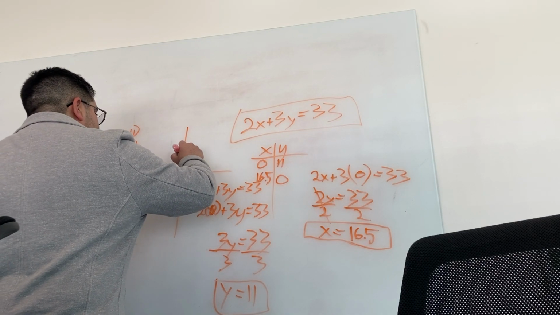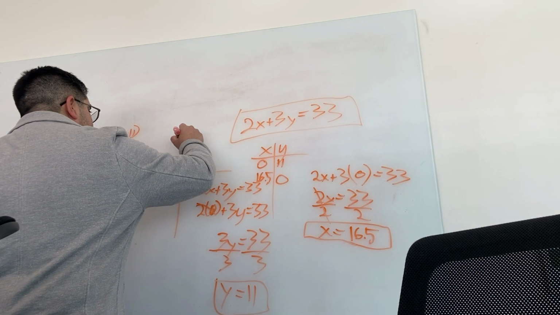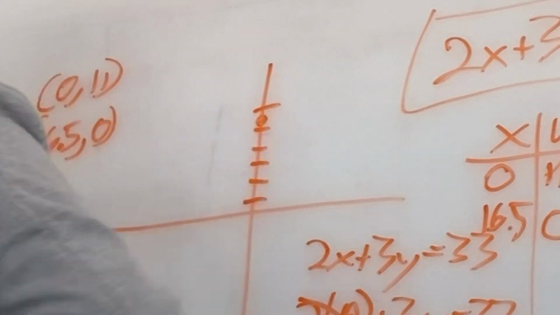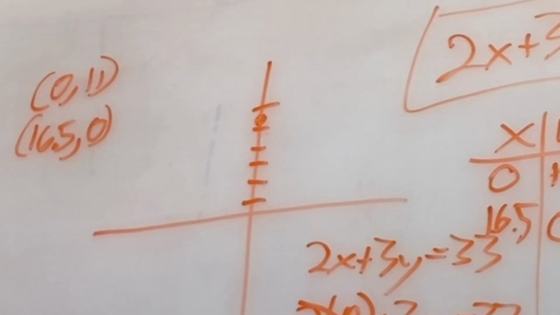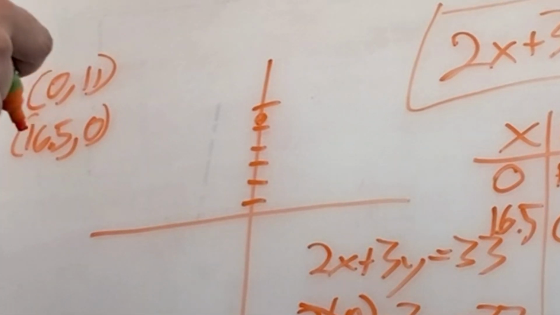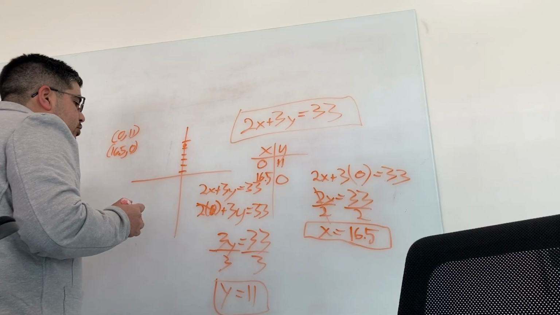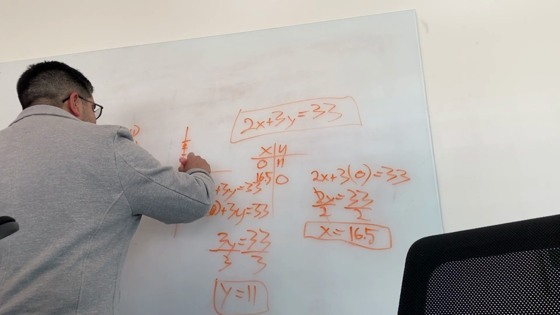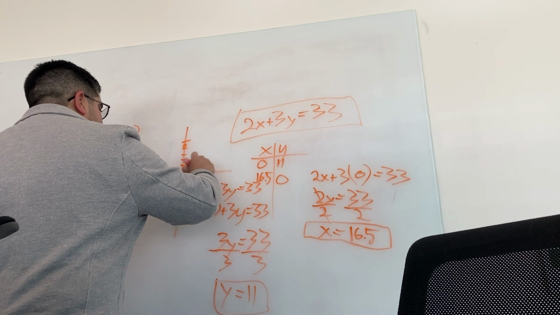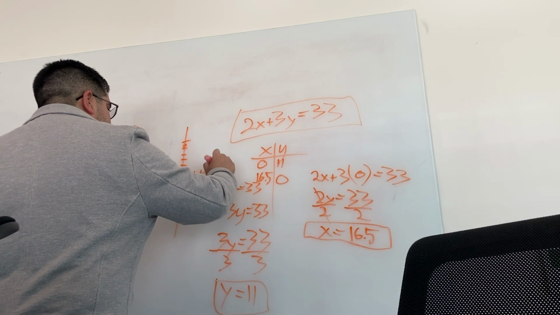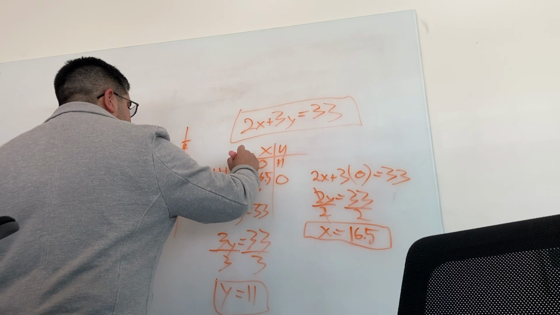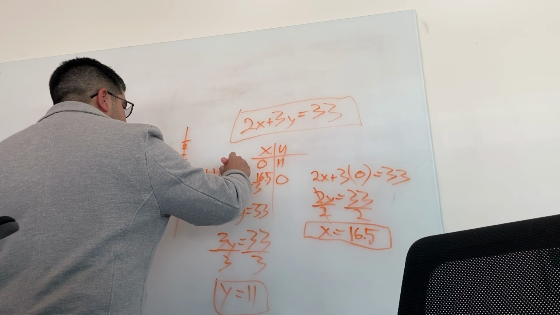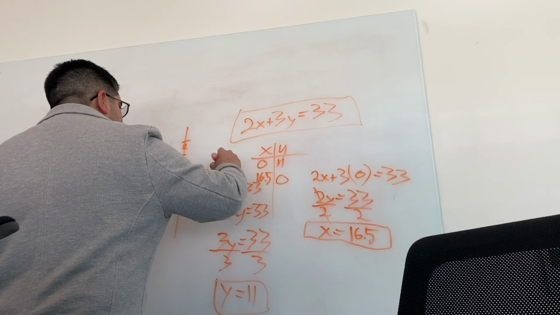2, 4, 6, 8, 10, 11, 12, 11 is going to be right there. Boom, put a point. That's your first coordinate. Same coordinate, we're looking good here. So the next one is going to be 16.5. So we have to graph this line: 2, 4, 6, 8, 10, 12, 14, 16, 18. All right, 16.5 is going to be like right there.